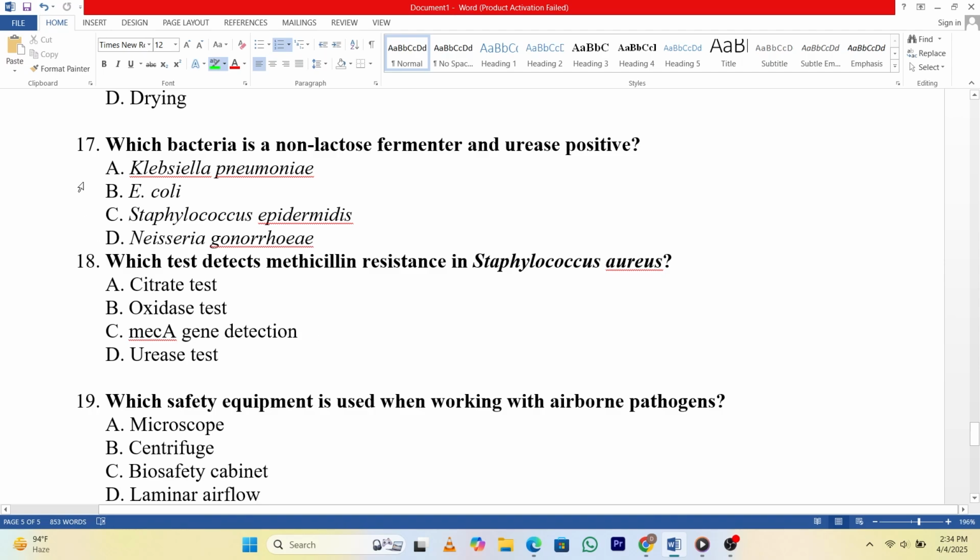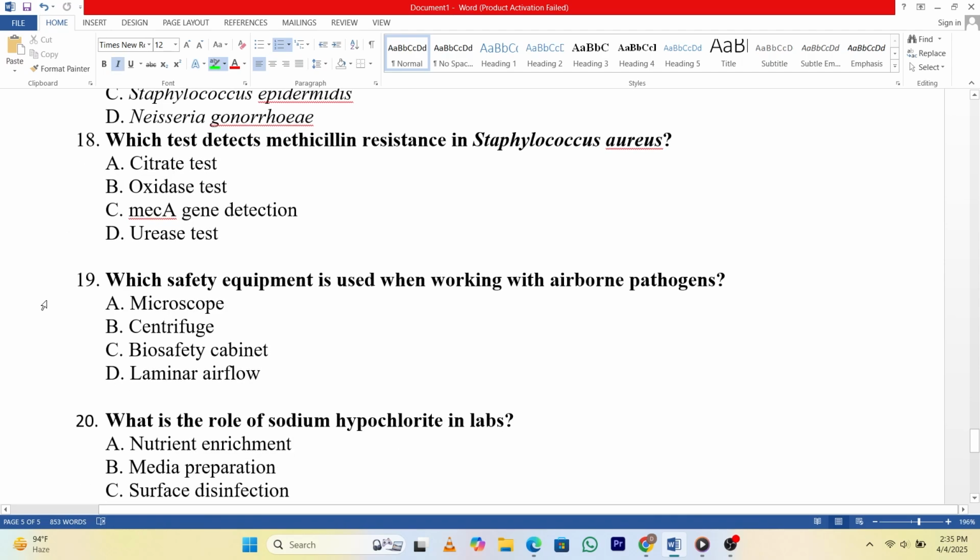18. Which test detects methicillin resistance in Staphylococcus aureus? A. Citrate test. B. Oxidase test. C. mecA gene detection. D. Urease test. Answer, C.